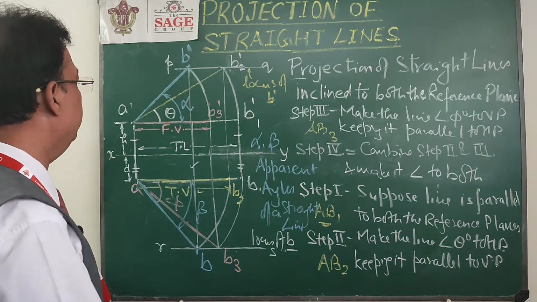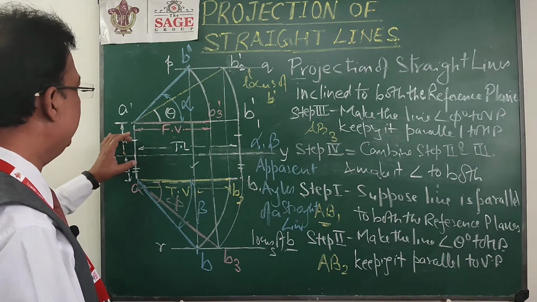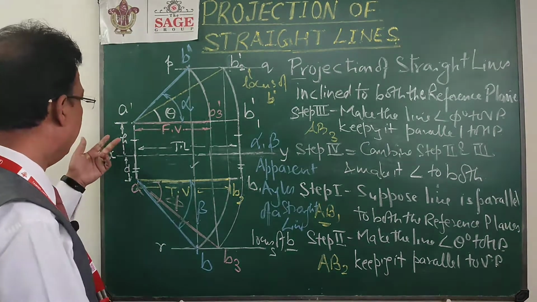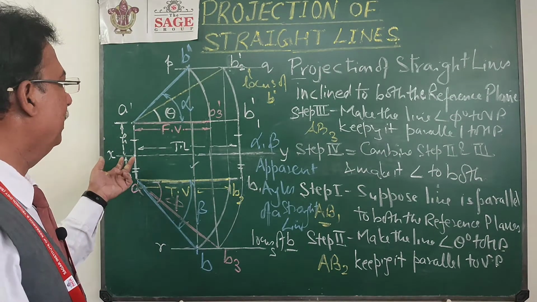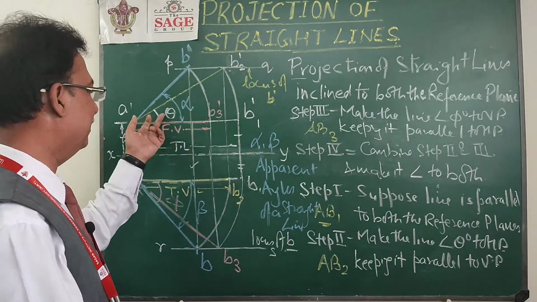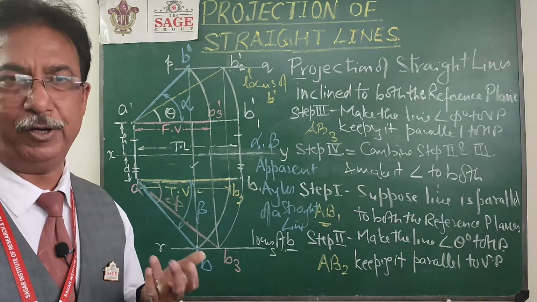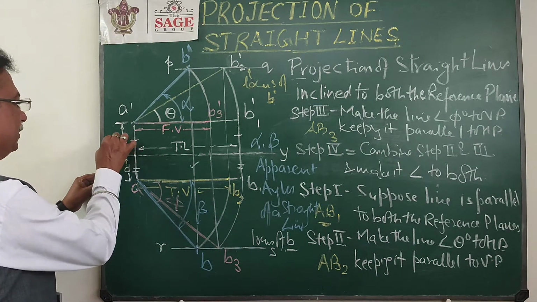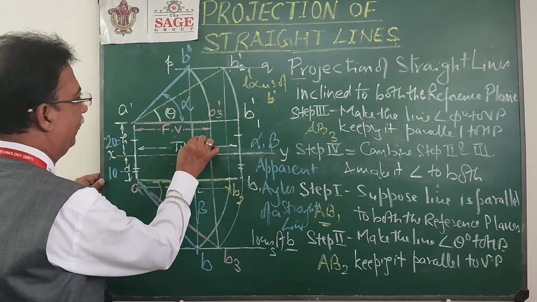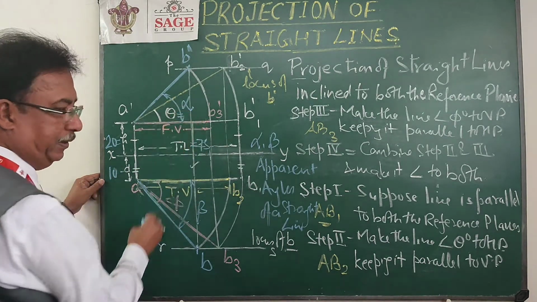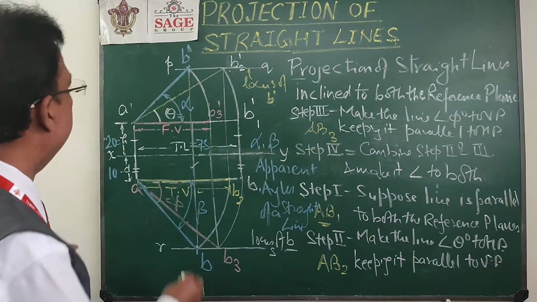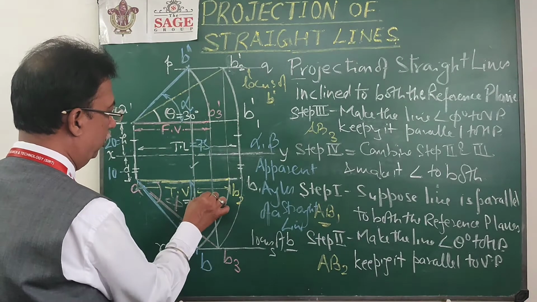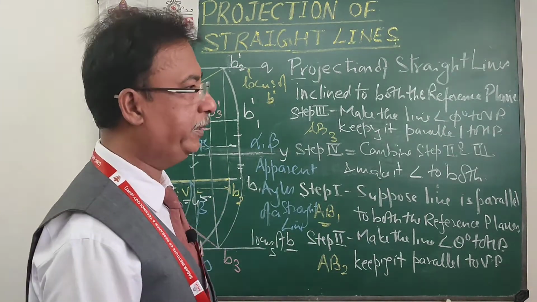This is a very interesting problem. We can take any dimension for h and d, any value of theta and phi, and we can solve. So initially I will say take h 20 mm, d 10 mm, take this true length 75 mm, theta 30 degrees and phi 45 degrees. So h is 20 mm, this is 10 mm, this is true length 75 mm, this theta will be 30 degrees, and this phi will be 45 degrees. Solve the problem, and I hope that after solving you can understand.